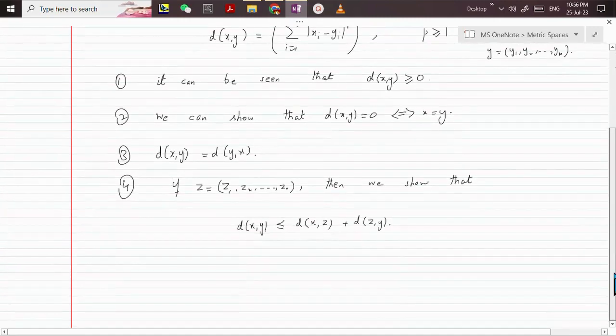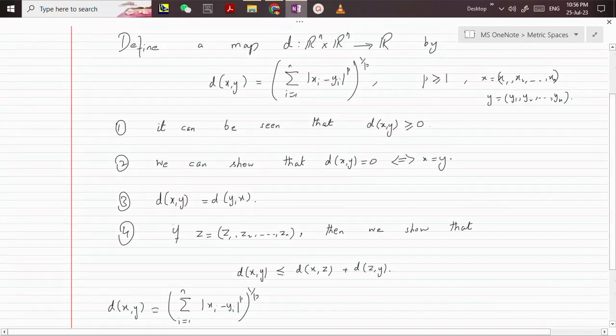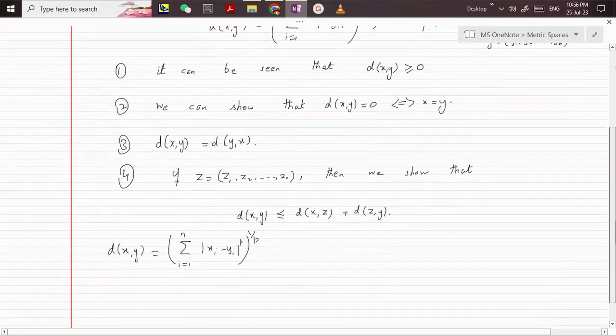What is d(x,y)? d(x,y) is the summation i from 1 to n of |xi minus yi|^p, whole power 1 by p. Okay, this is our d(x,y). Very simple.